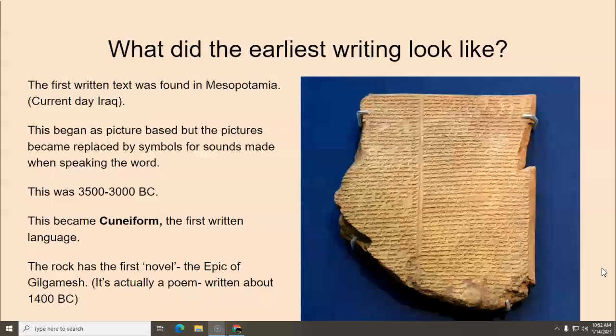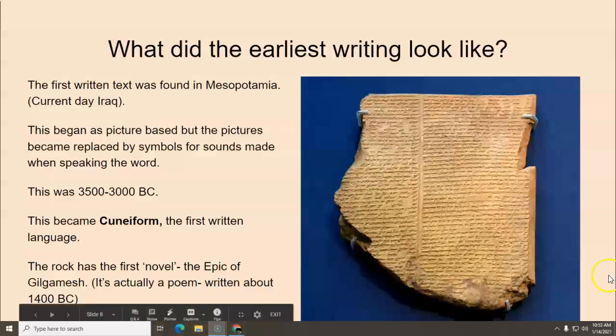And this rock was the first novel, or the first piece of literature. It's the Epic of Gilgamesh, which is a long narrative poem. That's in this picture. This is in 1400 BC. You have probably read the Epic of Gilgamesh in English class. If you haven't done it yet, you probably will at some point. Or it's also produced a lot in comic books and things like that, either as its own story or as the storyline that's played out by other characters. It's one of the classic hero stories.